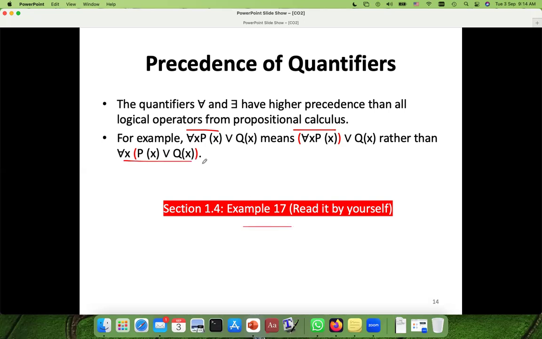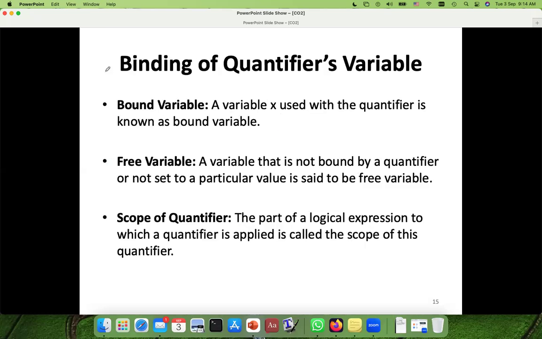There is an example 17 about finding the precedence of quantifier. That is example 17. Read it by yourself. That is easy. Now, binding of quantifier variables. Binding.